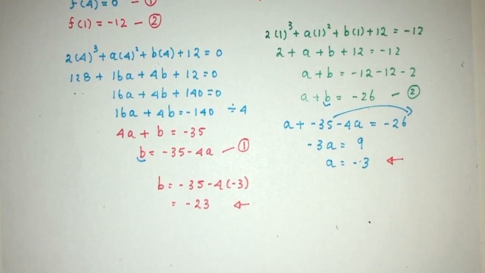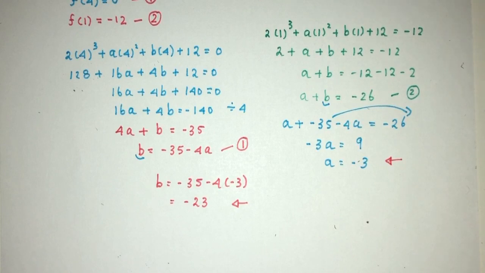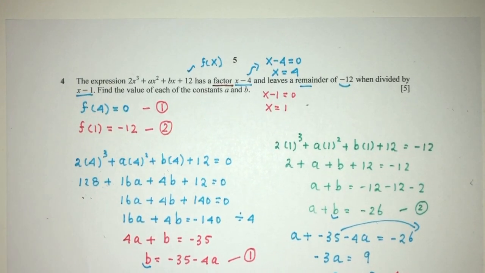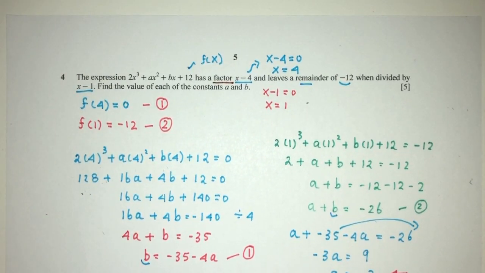Okay, so that will be your question number 4. You just use the information given to you by the question, follow step by step. This one is pretty easy, I believe, and then you can just solve for the values of a and b.